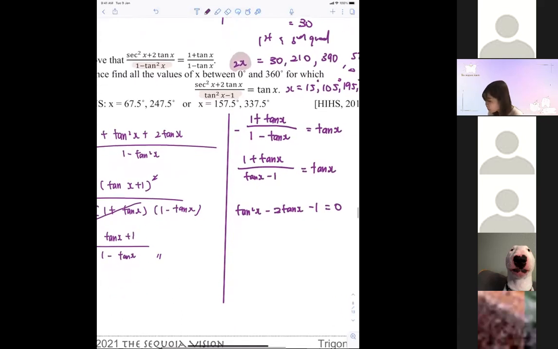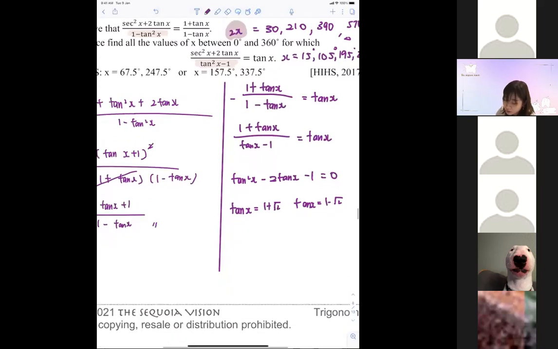Okay, so if you put this in your mode 3, you will get weird decimal. So you must use your quadratic equation. Okay, this part I help you. So you do your quadratic equation, you will get tangent x equals to 1 plus square root 2. Tangent x is equals to 1 minus square root 2. Okay, you must do a quadratic formula. Minus b plus minus square root b squared minus 4ac over 2a.